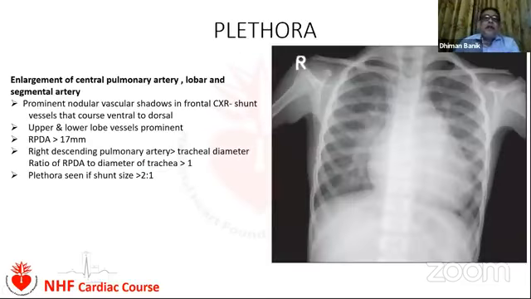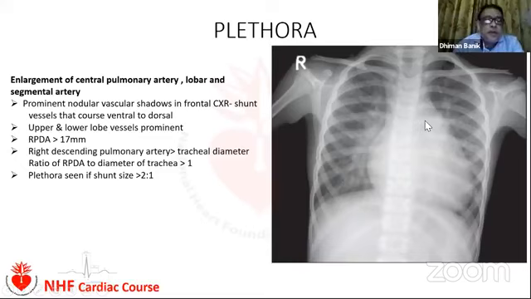The next important thing in chest radiograph is plethoric lung field in shunt anomaly. In shunt anomaly, it is seen that there is increased pulmonary flow in the pulmonary artery, and the upper and lower lobe vessels are prominent. If the right descending pulmonary artery is greater than 17 millimeter in size, or the ratio of the right descending pulmonary artery to the trachea is greater than 1, then it is said to be plethoric lung field.